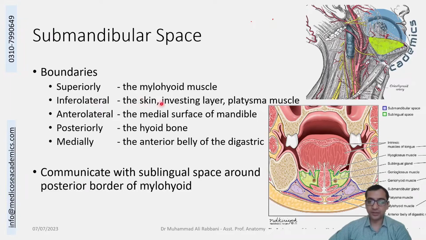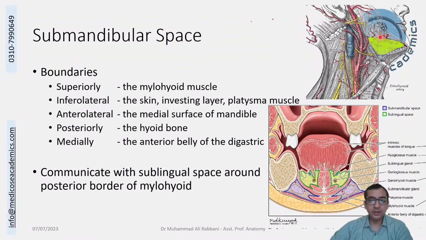Superiorly, mylohyoid; inferiorly, if you go all the way to the skin, you will go through the investing layer, the superficial fascia, including the platysma, and then you will reach the skin. And then the three borders will be the three borders of the triangle.